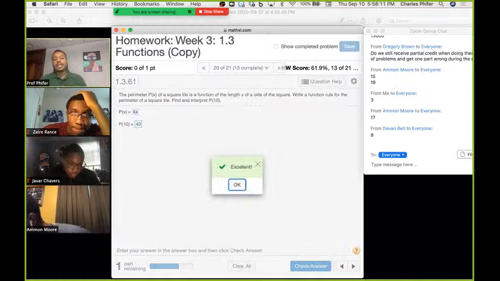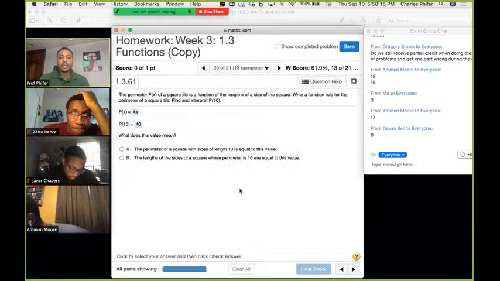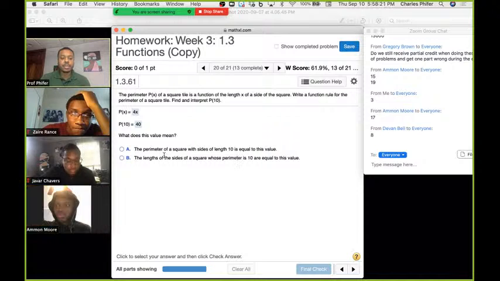All right. So I think initially what we found was the area. If we said length times width, that would be the area. The perimeter of a square of side length x is equal to this value. Yes. Yeah, A, right.